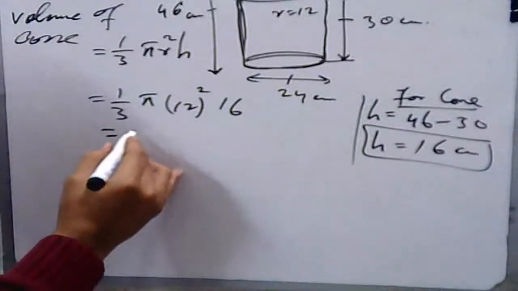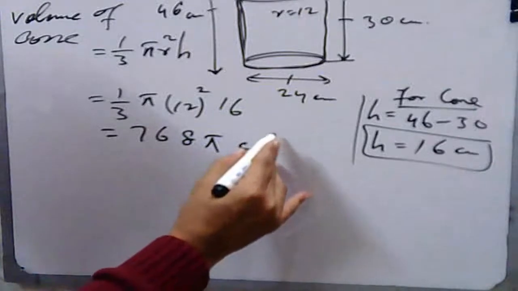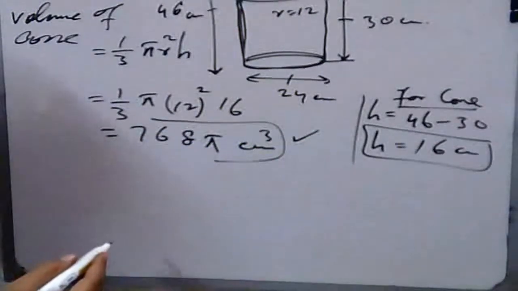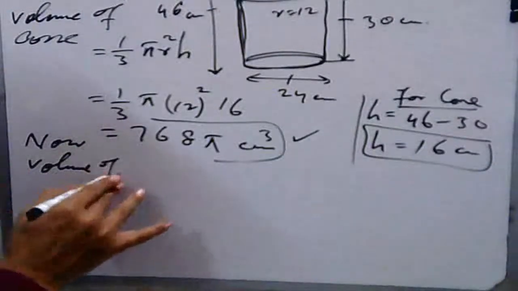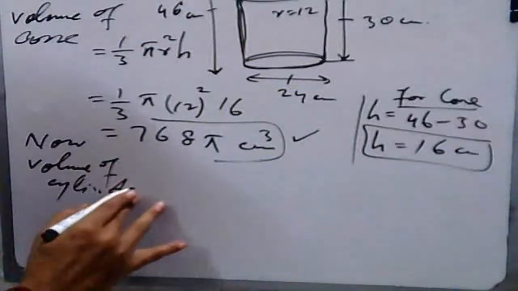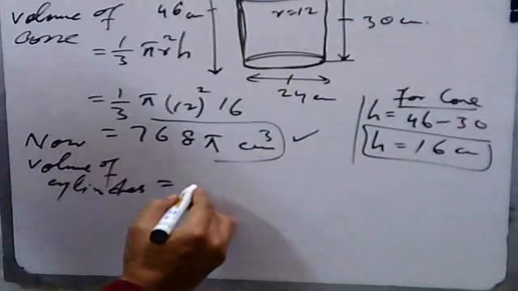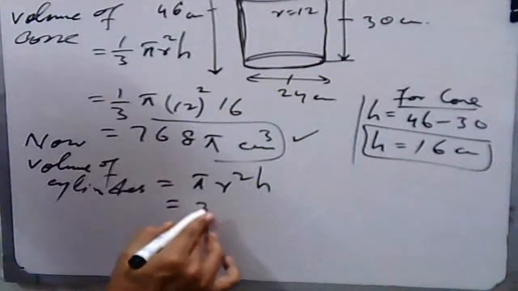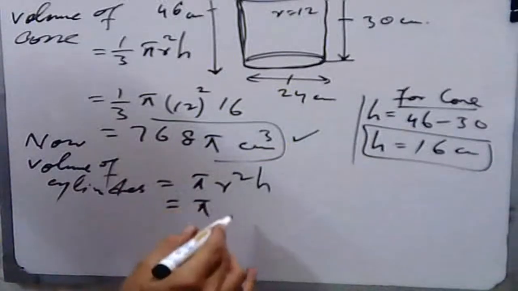Volume of cylinder is equal to, you have a formula, that is pi r square h. The value of pi we don't want to put here, because in this question we are bound that we don't want to put the values of pi here. So the r is 12 and the height is 30. So in case of cylinder, you will get 4320 pi centimeter cube.